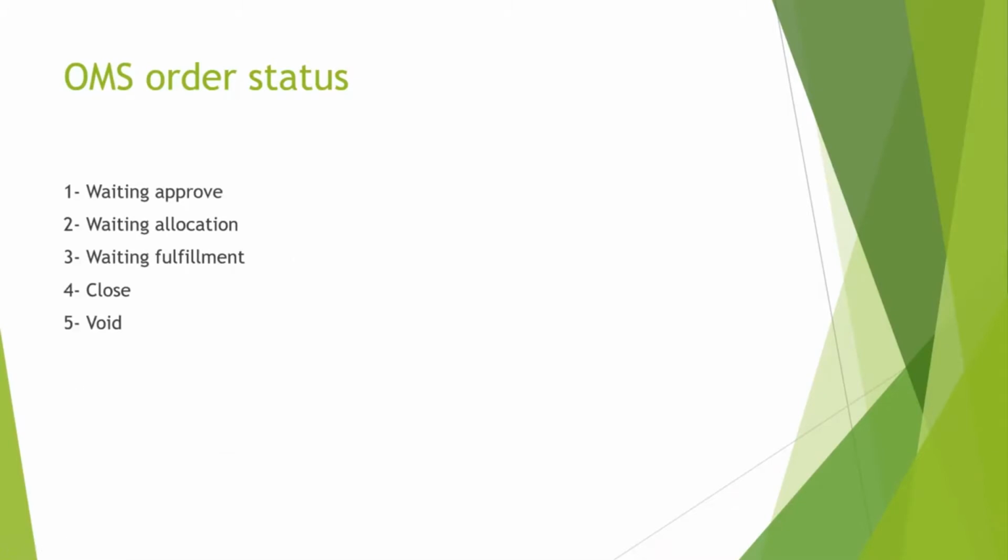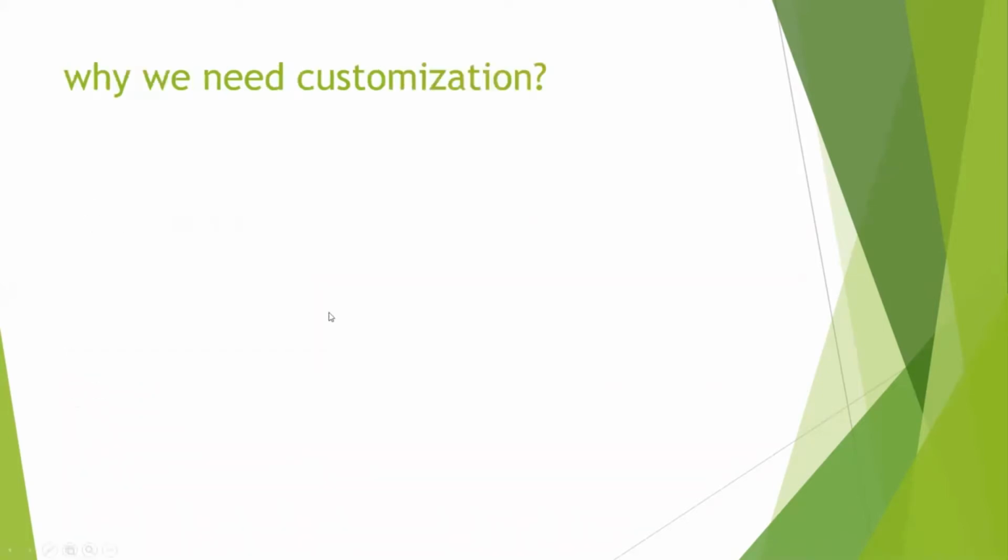There are also two other statuses, void to cancel an order and suspend order. So why do we need customization? It's impossible to go to the OMS console and approve each order or allocate each order. So we can write custom code to automate this process.